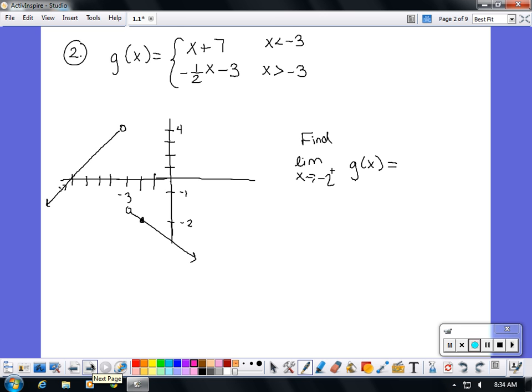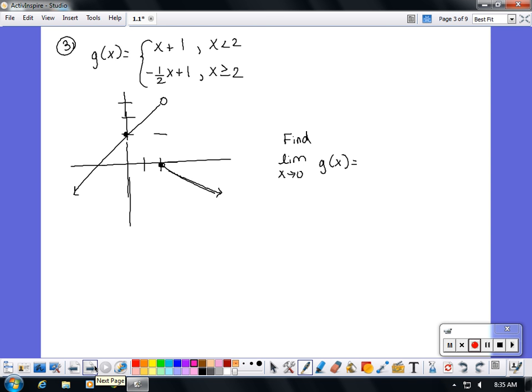Number 2, the limit as x approaches negative 2 from the right. So here's x equals negative 2. Coming in on the right side is on this side of the graph. There's x equals negative 2. The y coordinate there is negative 2.